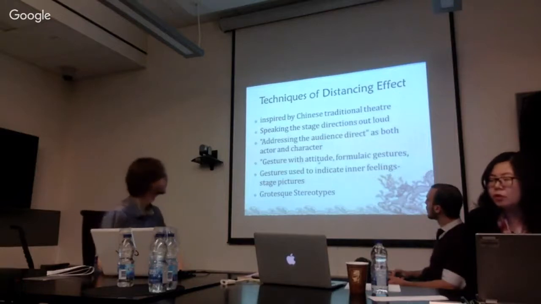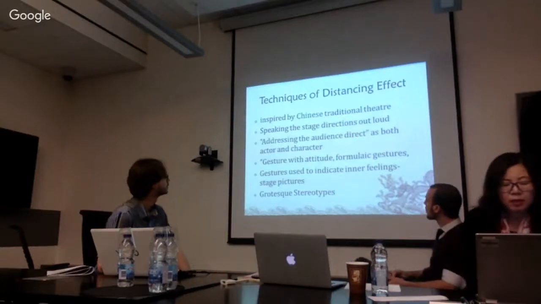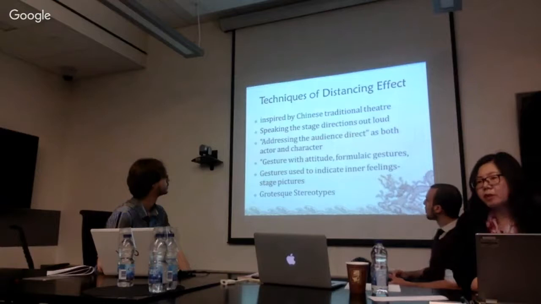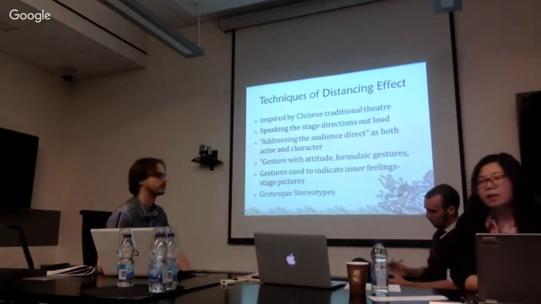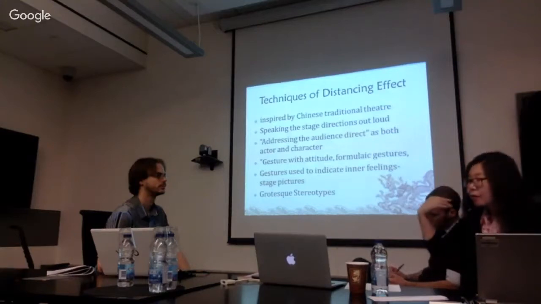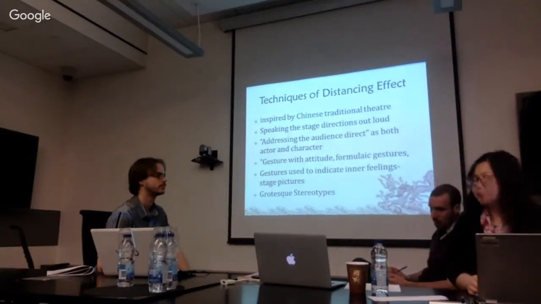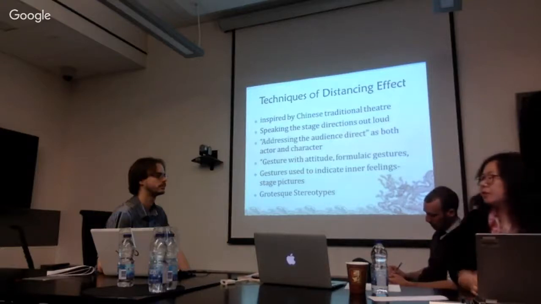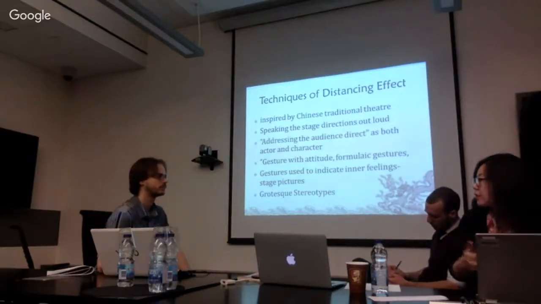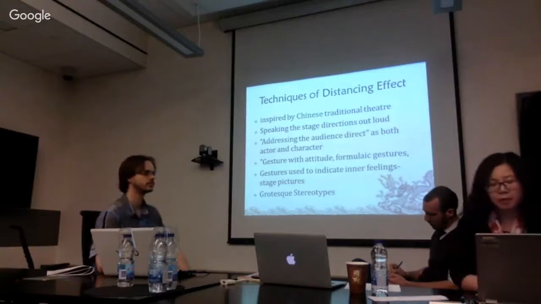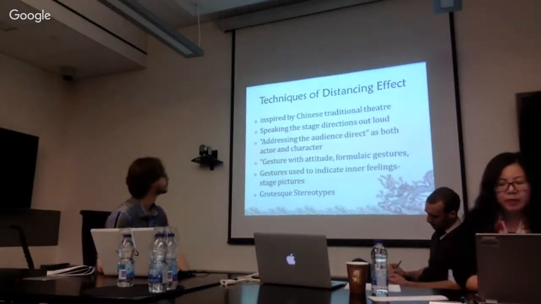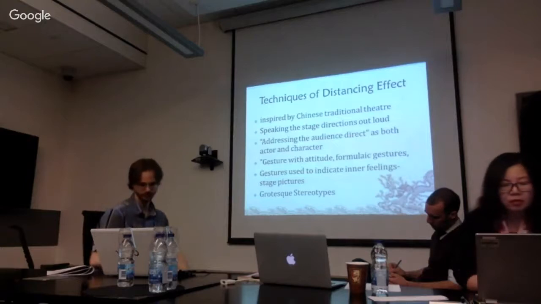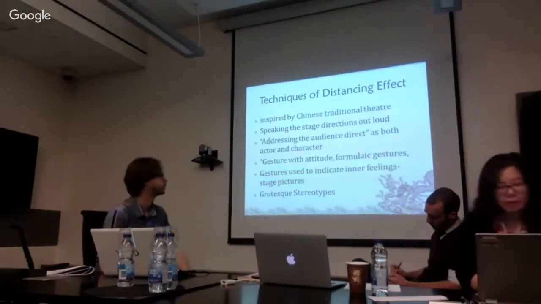In Chinese traditional opera, there are many formulaic gestures used to indicate inner feelings, such as for the male character, if he was very angry. In traditional Chinese opera, the male character has long hair and plaits, and he can just wave his head violently to indicate he's very excited or very angry. So there are quite many formulaic gestures to indicate the inner feelings of the characters.